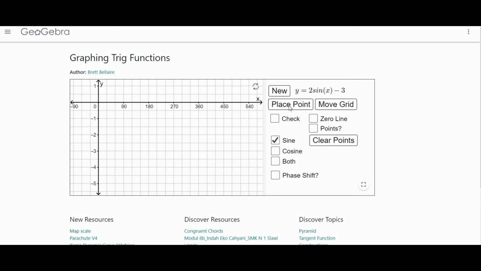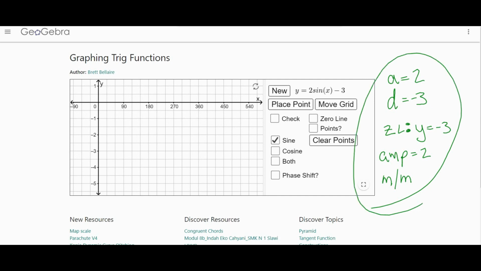I'm going to click place point. I'm going to look at my function, and the other thing that I would encourage you to do is to have a piece of paper and to do things like write out, well, A is 2 and D is -3. So the 0 line is y equals -3, and the amplitude is 2, and then you're going to do the max and the min and all that stuff. You could still do this on paper. If you think you can do some of it in your head, that's fine, but you might want to be writing that out just on scrap paper.